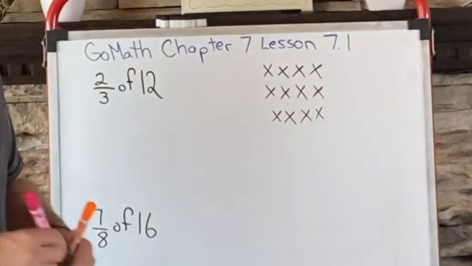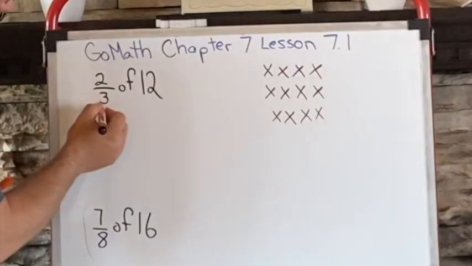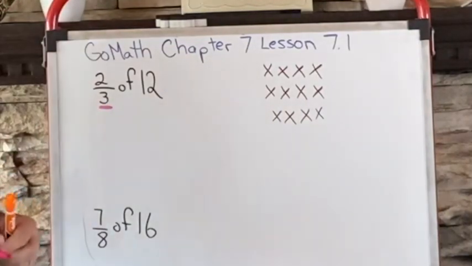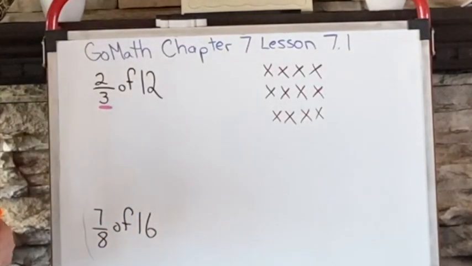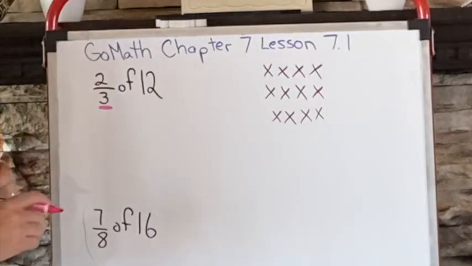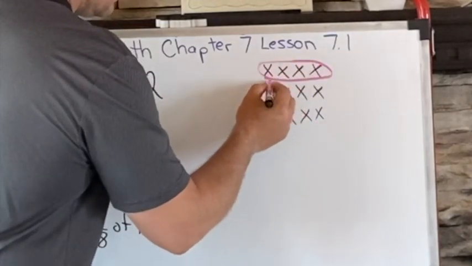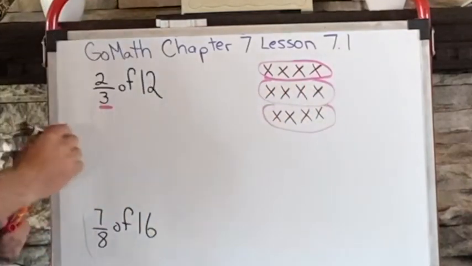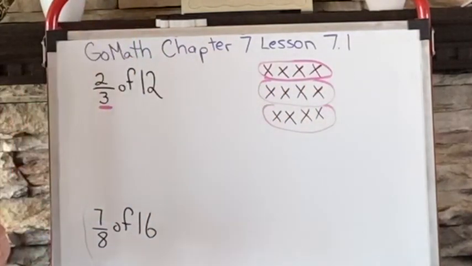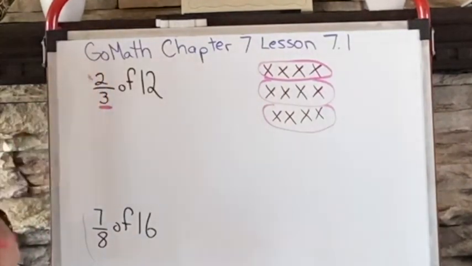That is an array. Now, we're going to take our array and, using our denominator, break it into that many groups. Our denominator is 3, so we're going to make 3 even groups from that array. 1, 2, 3. Now that I've made my array into 3 equal groups, I'm going to look at only 2 of those groups.